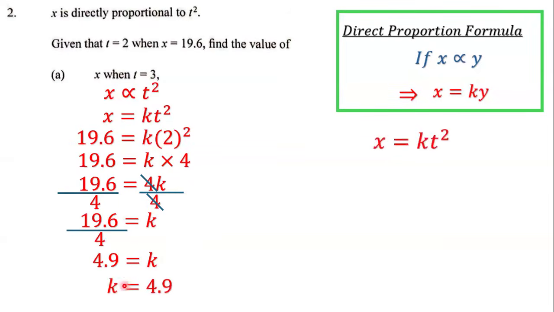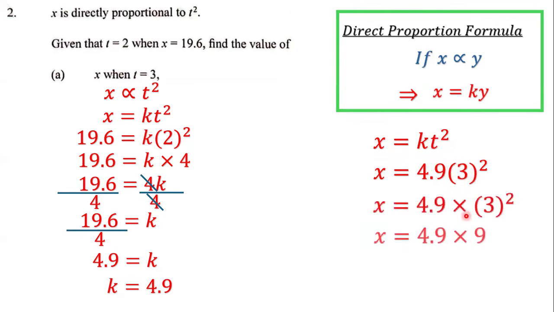Now, since we know that K is equal to 4.9, we're going to substitute that into this equation. So we have X is equal to K times T squared. What is K? Well, K is 4.9. And what is T? Well, T is 3. And so we have 4.9 multiplied by 3 squared. And what is 3 squared? Well, 3 squared is 9. So we have that X is equal to 4.9 multiplied by 9. And 4.9 multiplied by 9 is 44.1. So that means that X is equal to 44.1.